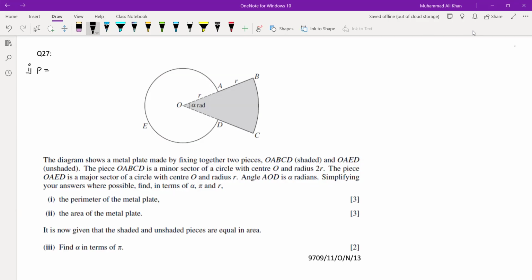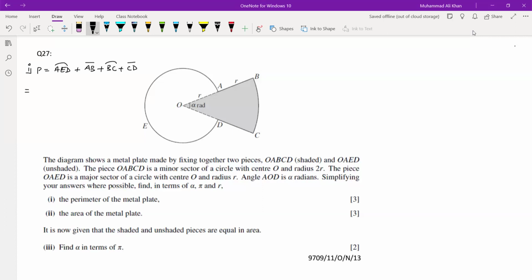Now, first, for perimeter: A, E, D arc, the big unshaded thing, AED is arc, plus AB, straight line, plus BC, arc, plus CD, straight line. These are the things for perimeter, the outline. Clear? Now, how to calculate AED?